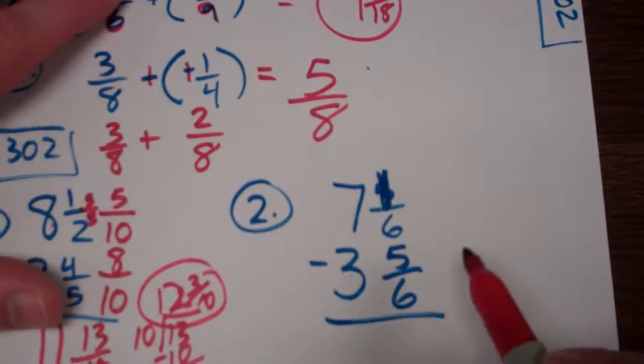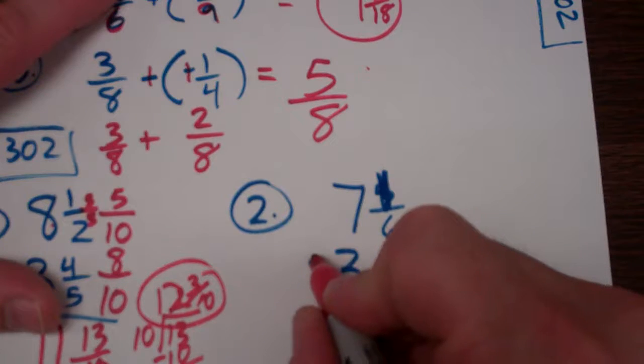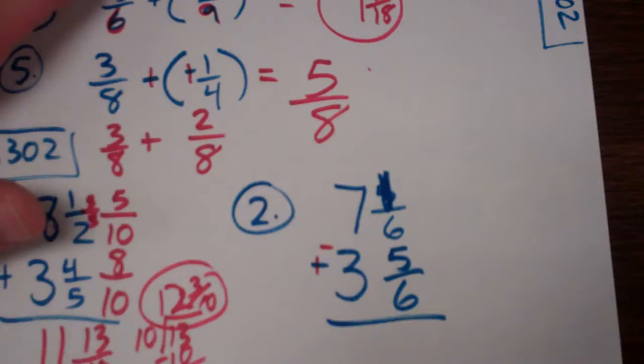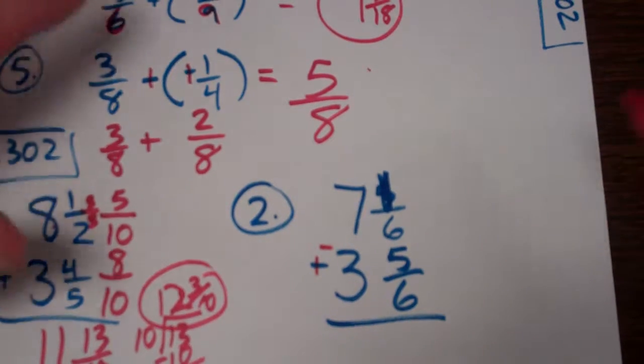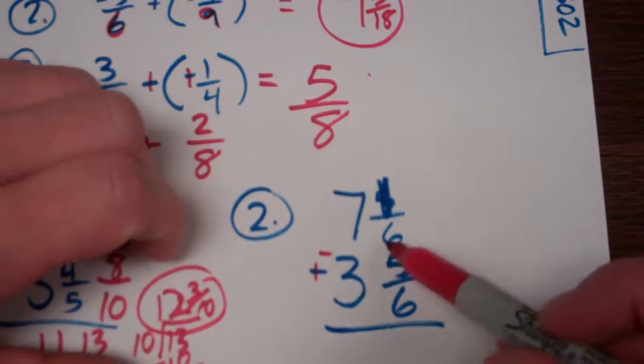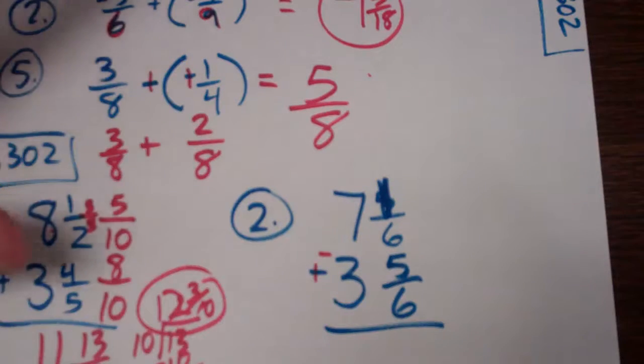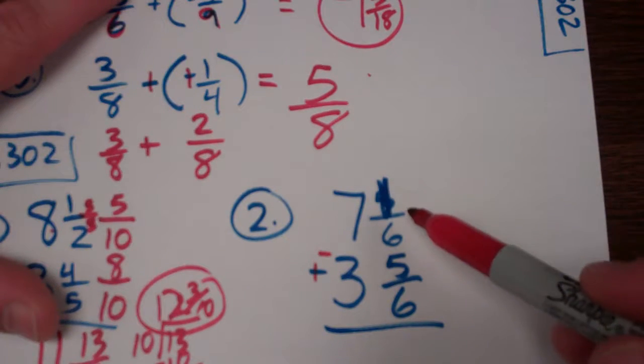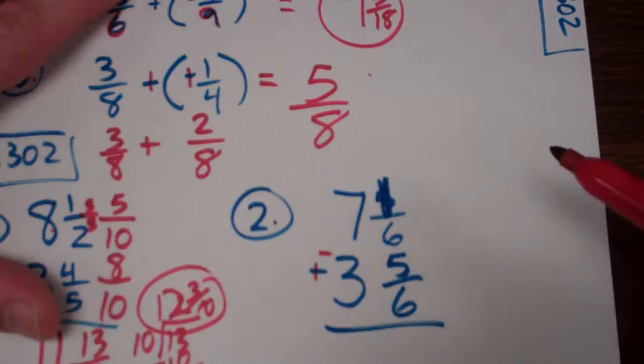Okay, number 2. Number 2 already has a common denominator. That's nice. I'm still going to do leave, change, opposite. They have different signs, so I subtract. I already have the larger absolute value on top, so I'm ready to subtract. They have a common denominator, but I notice I only have 1 and I want to take away 5. That means I have to borrow.